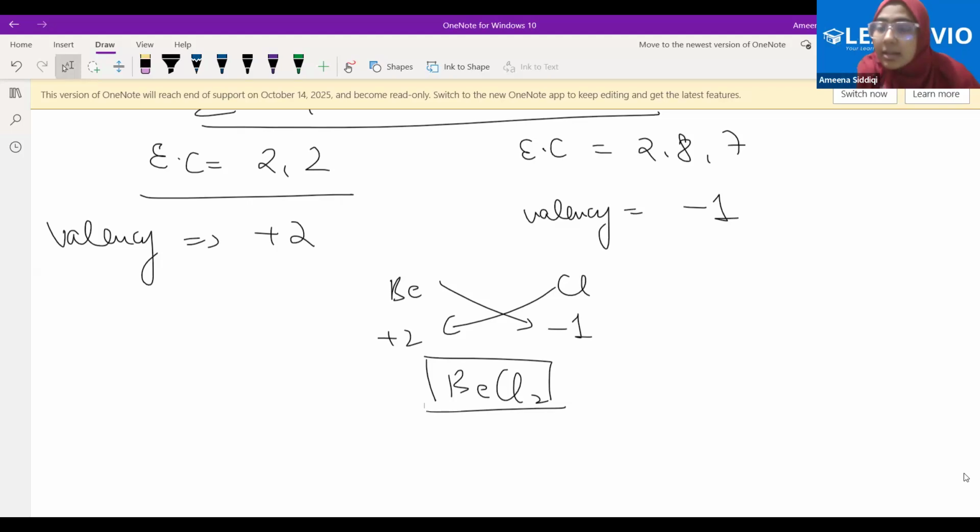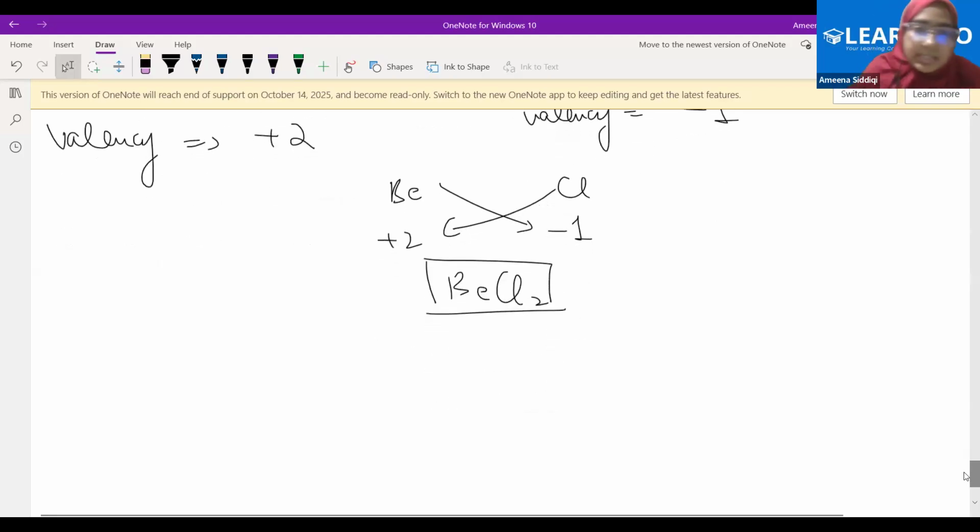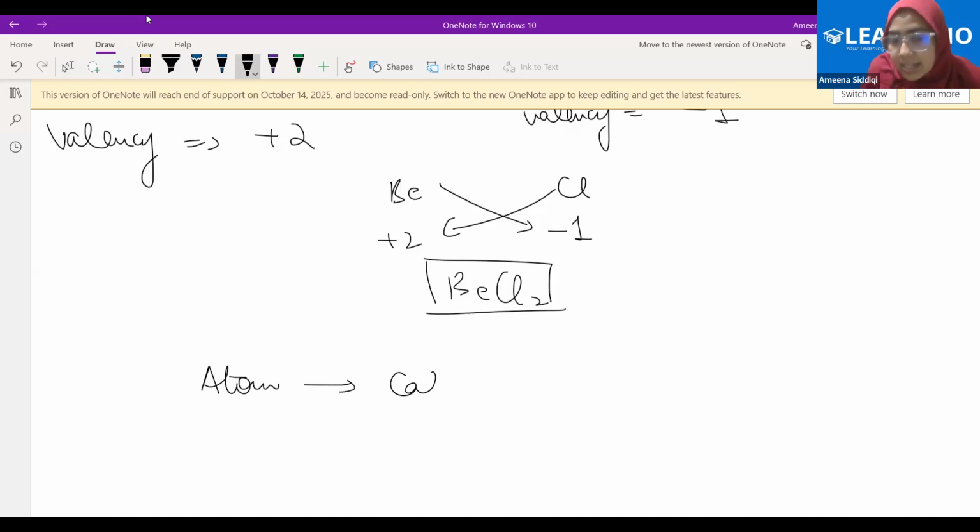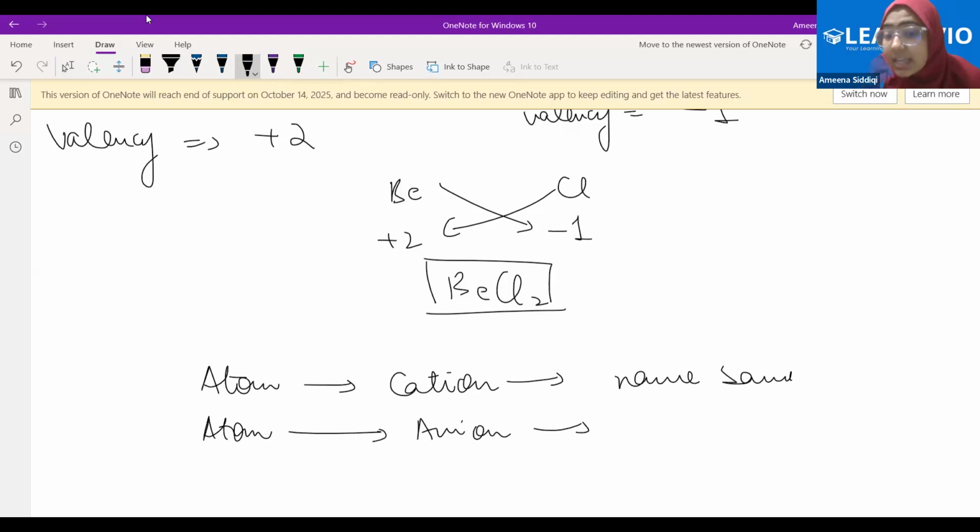Umaima, what's the answer? Because it's a non-metal. Excellent. Basically, the point Umaima is making is this. I've told you 1000 times that when an atom gains a positive charge, that is, when it becomes a cation, its name is the same as it was for the atom. When an atom becomes an anion, that is, when it gains a negative charge, its name changes.